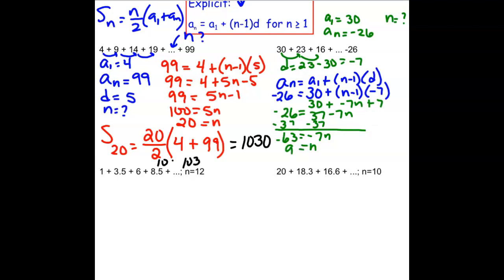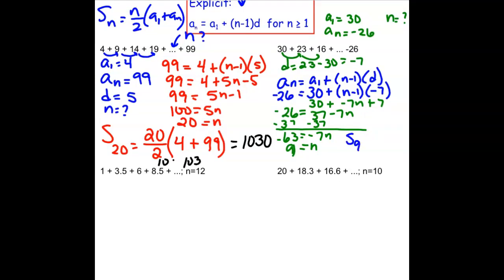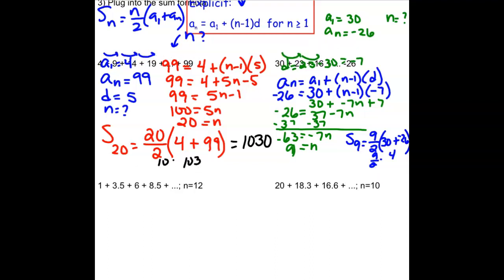Okay, so now we can find the sum. The sum of those 9 terms is going to be 9 divided by 2, and then we're adding the first term, 30, and the last term, negative 26. Well, 30 plus negative 26 would just be 4. We have 9 halves times 4 would be the same as 9 times 2, or 18. So my total for those 9 terms is 18.